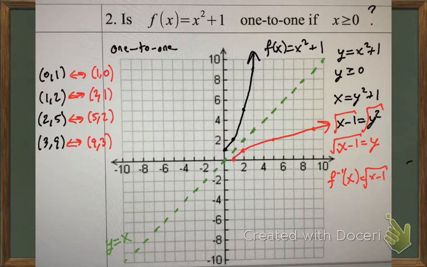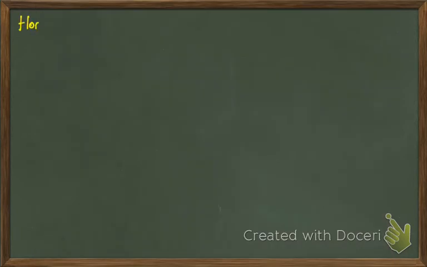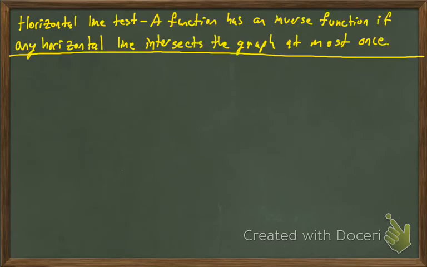Okay, so moving along. We will mention the horizontal line test for reference. I think we've had that in a previous lesson. So the horizontal line test says a function has an inverse function if any horizontal line intersects the graph at most once. So we've done a few examples of that. I guess we can draw a couple of pictures here.